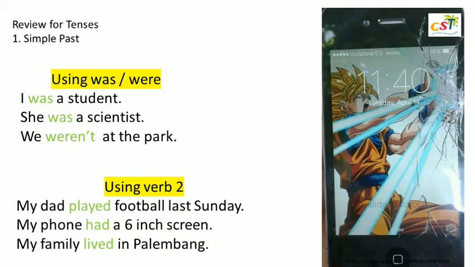My phone had a 6-inch screen. And my family lived in Palembang. Because right now, my family lives in Jakarta. Dulunya, keluargaku tinggal di Palembang, sekarang tinggal di Jakarta. So that's why we use lived.